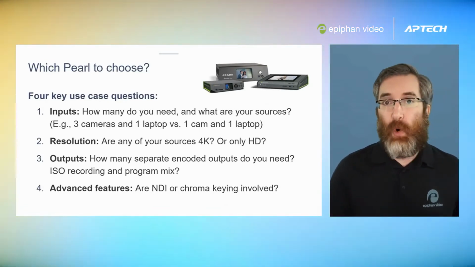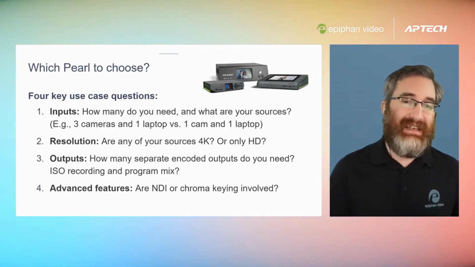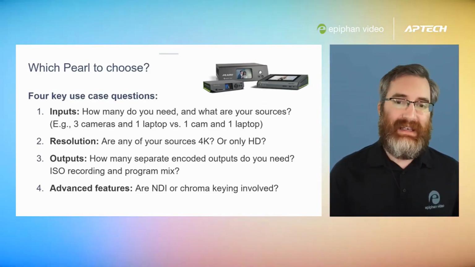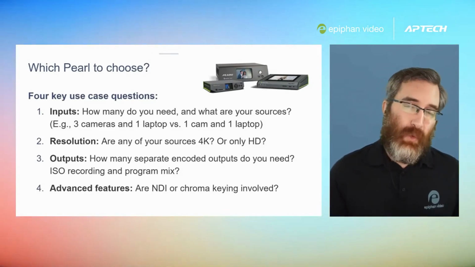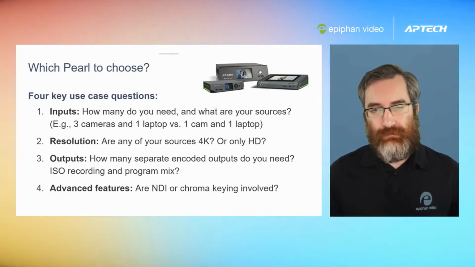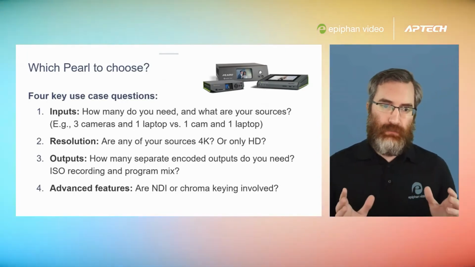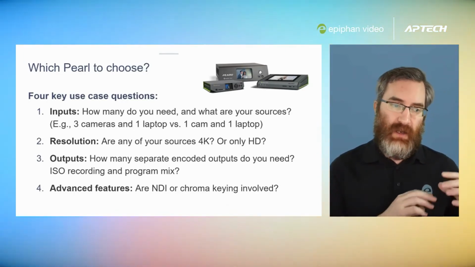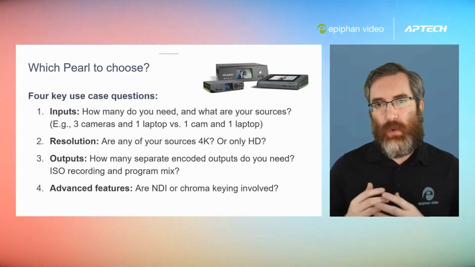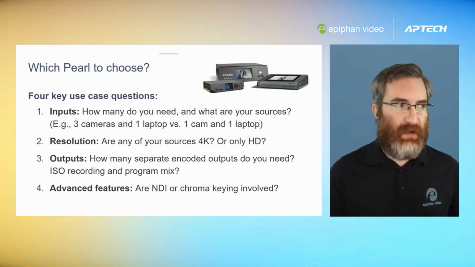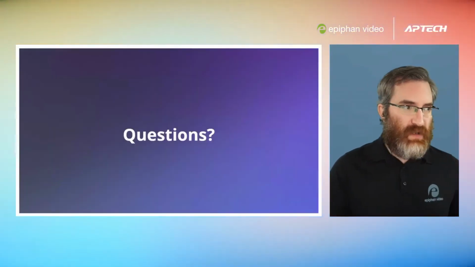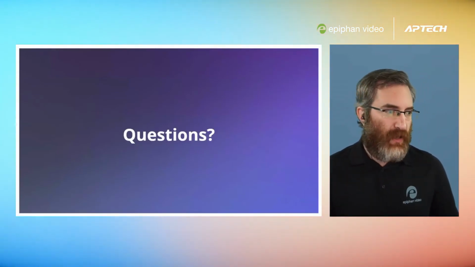I have more than 3 inputs and I need to do ISO recordings and I need to do a lot of mixing and switching. One of my cameras is an NDI feed. Then I need to be looking at Pearl 2. So I hope those 4 questions help guide you in a framework of looking at different use cases and which model would help there. So with that, we will move into questions.